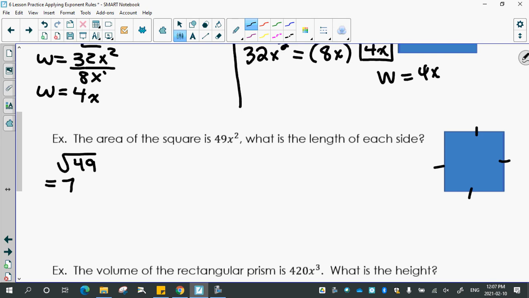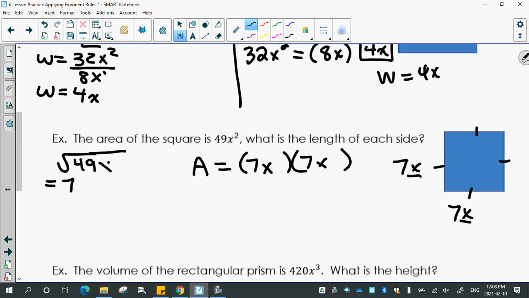Okay. So now I know that when I'm doing area, the number part, the coefficient part, is going to be 7 times 7. But I want the sides to be exactly the same, so what's the variable part going to be, if I want to end up with x squared when I multiply these together? X, because x times x is x squared. So both of these would be 7x. Okay? Or you can think of, what's the square root of 49x squared? 7x, and x is the square root of x squared. Yep.